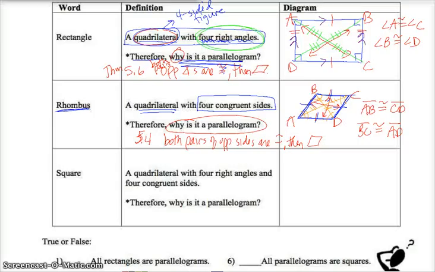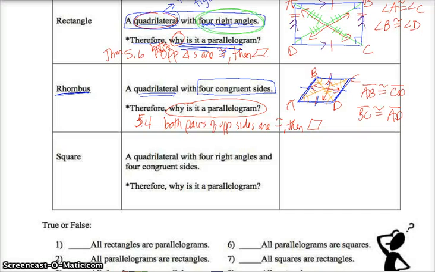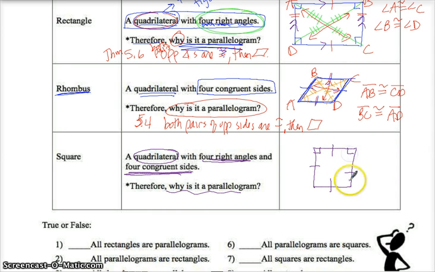Okay, square is also a specific type of four-sided figure. So it's a quadrilateral with 4 right angles and 4 congruent sides. Okay, so therefore why is it a parallelogram? Where these two are parallelograms because opposite sides are congruent, opposite angles are congruent, then a square must also be a parallelogram because opposite angles are going to be congruent and opposite sides are going to be congruent. So your square has to have specifically 4 sides that are congruent to each other and 4 corners with 90-degree angles. So it must look something like this.